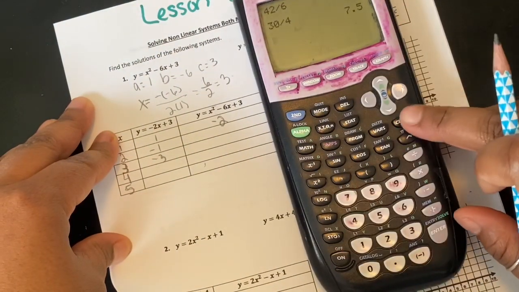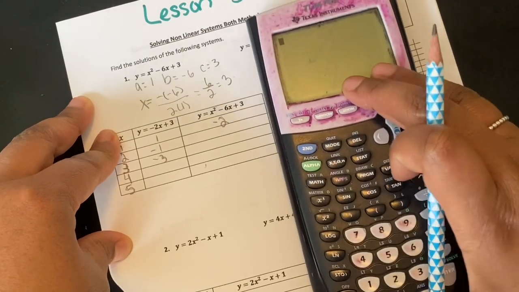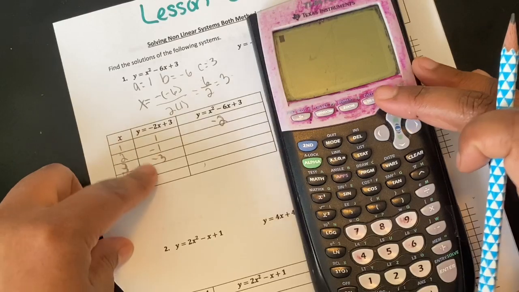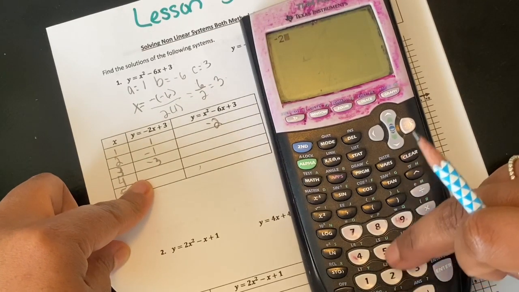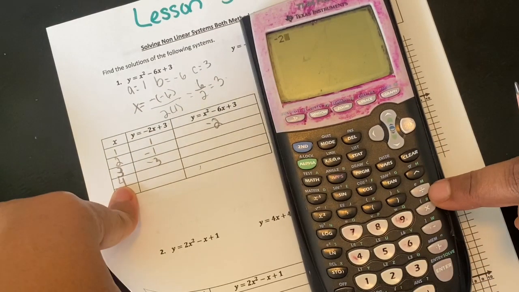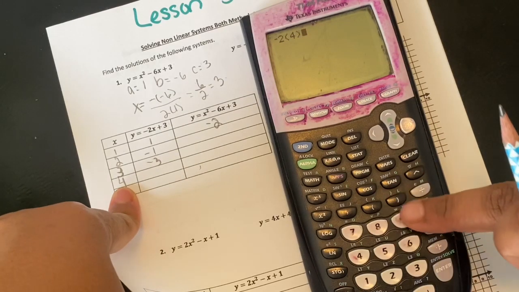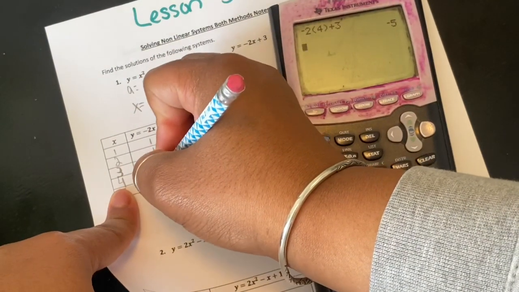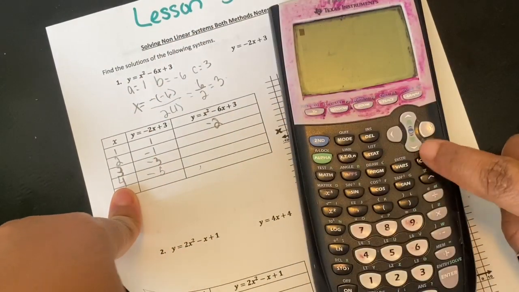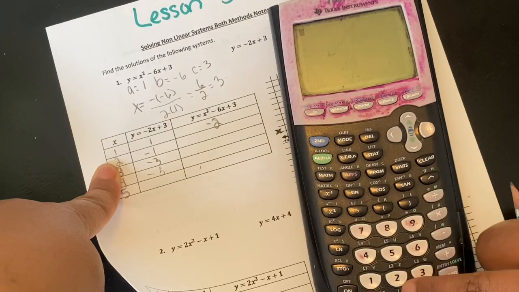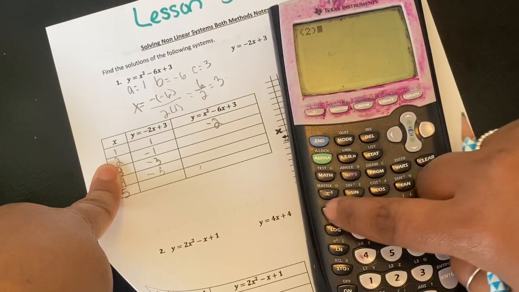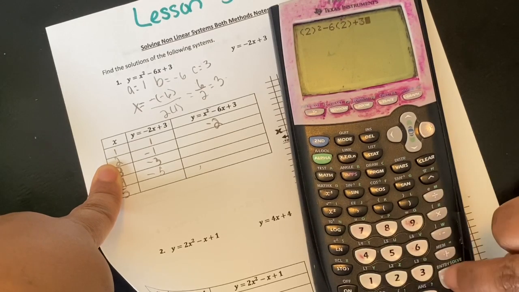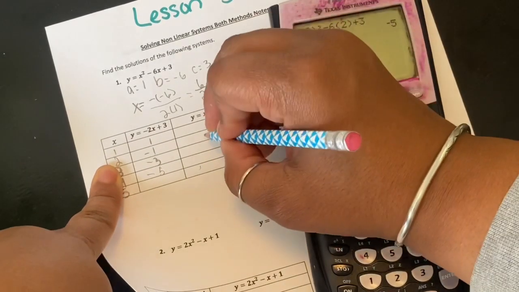For the linear, let's do x equals 4: negative 2 times 4 plus 3 is going to equal negative 5. For the quadratic, let's do our x value of 2. It's going to be 2 squared minus 6 times 2 plus 3, and that's going to give us negative 5.